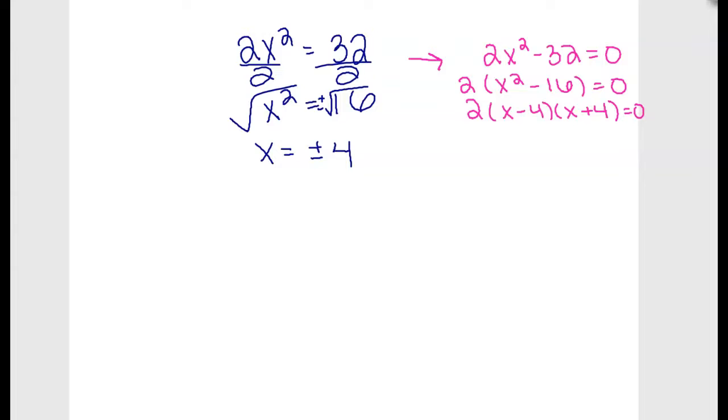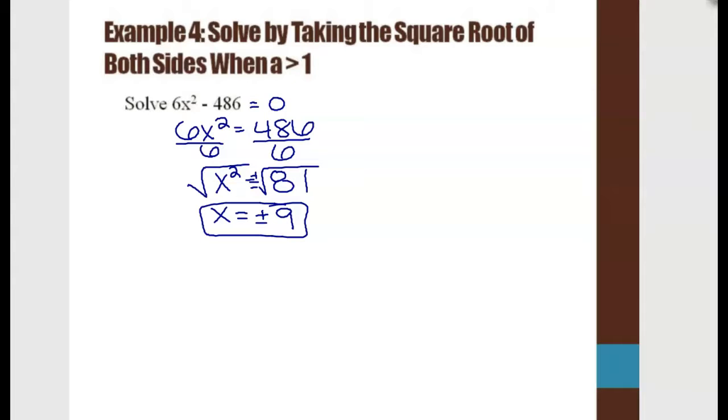Okay, so number 3, we're going to move over that 486x. Then you're going to divide by 6. And then you are going to square.